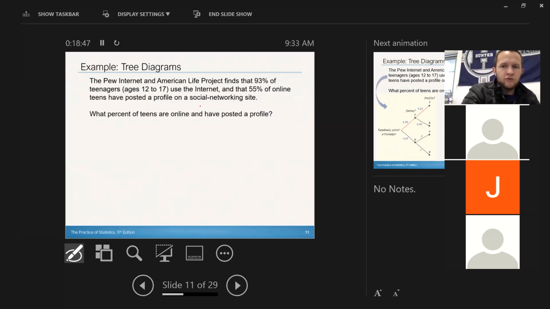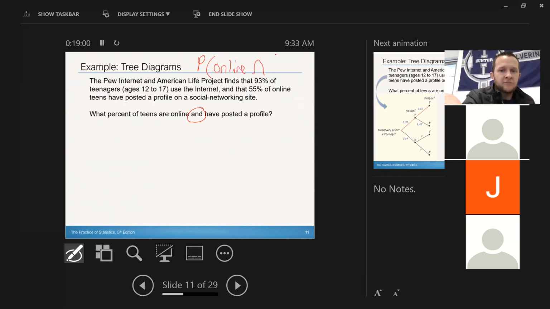So now, the first thing we want to do is figure out what we are asking here. If we're doing an and, this means we're doing the probability that they are online and that they've posted a profile on a social network, posted a profile.